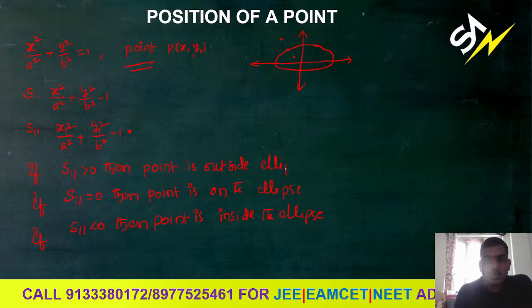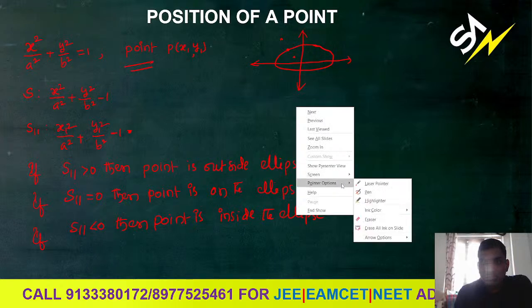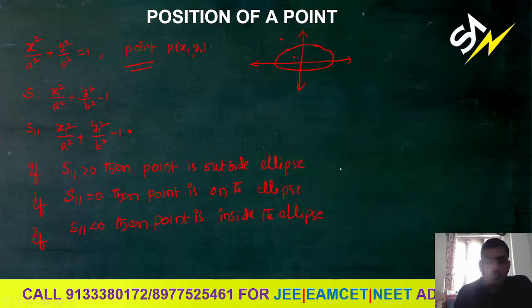So it is like the circle and parabola. What we have learned in the circle and in the topic parabola, the same thing we can learn here also. Clear? Let us try to change the color of the ink. Okay, so the position of a point is clear, I think.